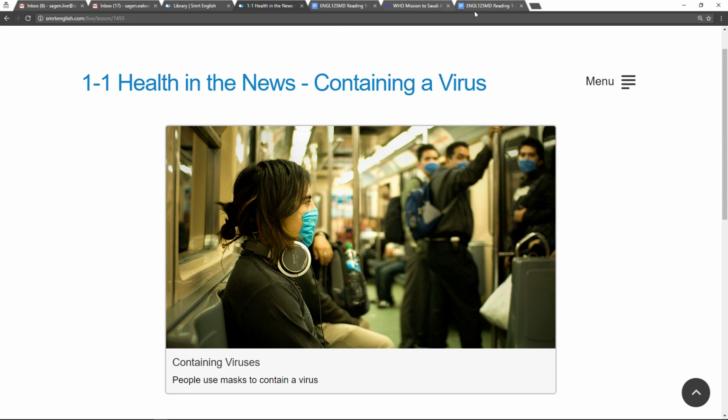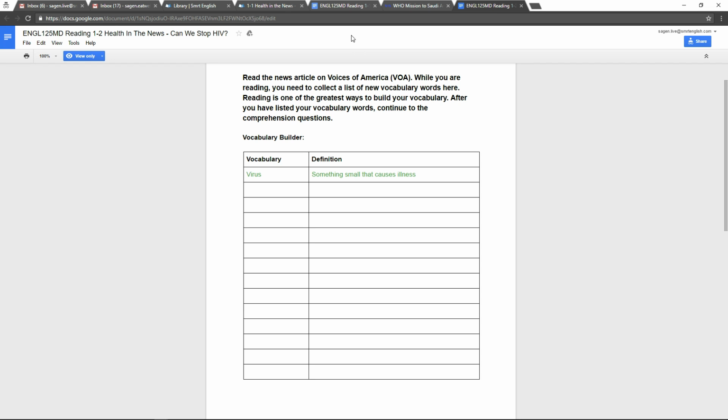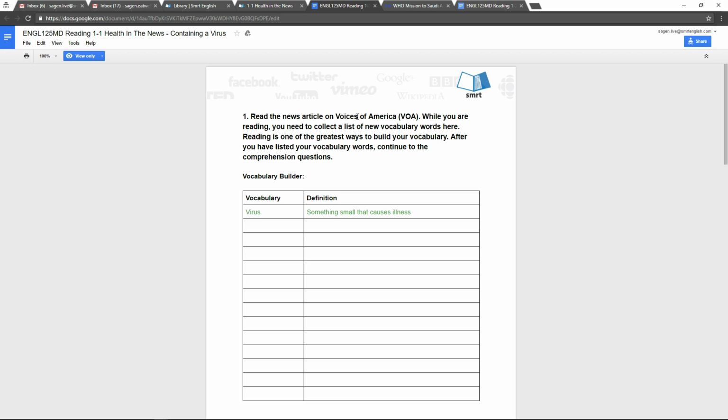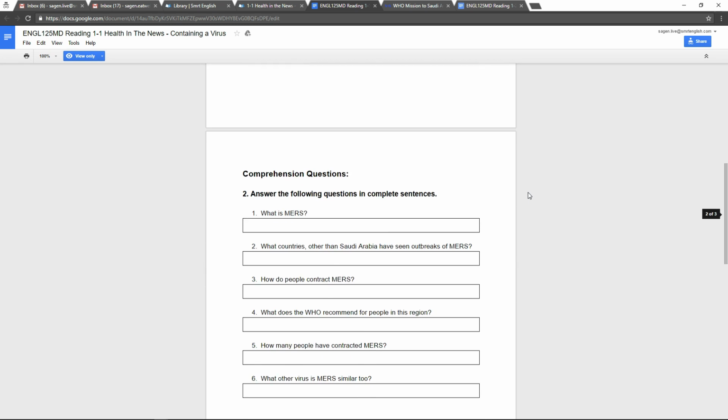So, continuing with our focus on reading and vocabulary, I'm going to assign the reading 1-1 exercise, which is this one we are looking at. To those of you in the class, I'll make sure to share the document with you again. If you have any questions, feel free to email me.